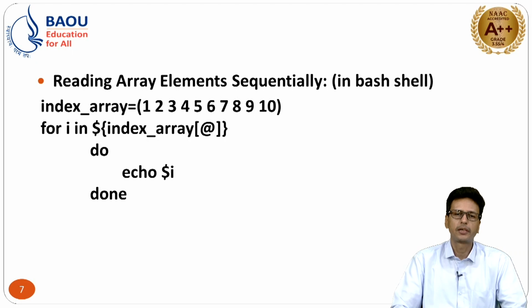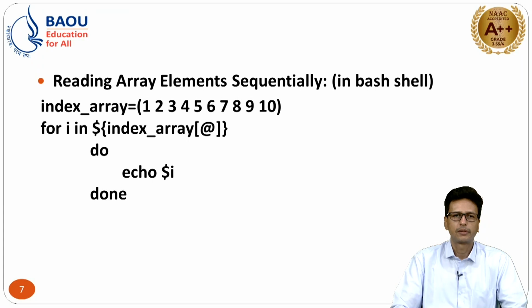The iteration value is incremented by 1 by default in the for loop. So here the value of i starts with 1, 2, 3, 4, 5 up to 10. So at the end of this program it will display the values from 1 to 10. So this way you can use an array in a loop.